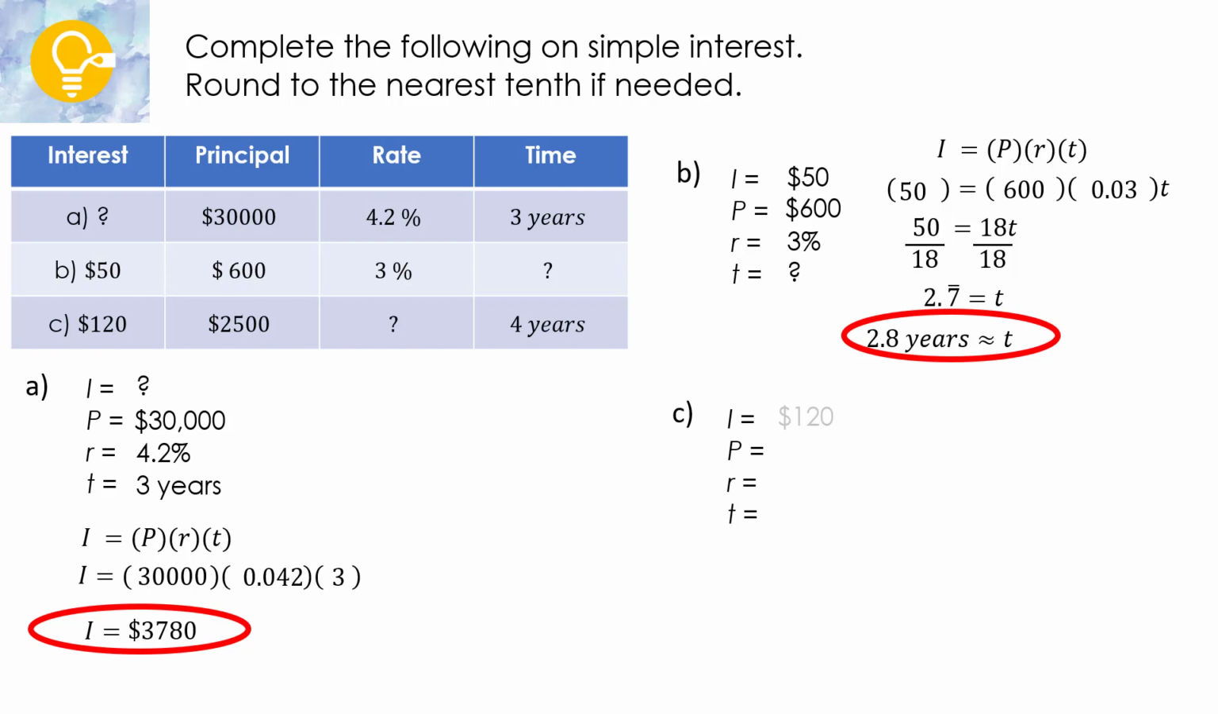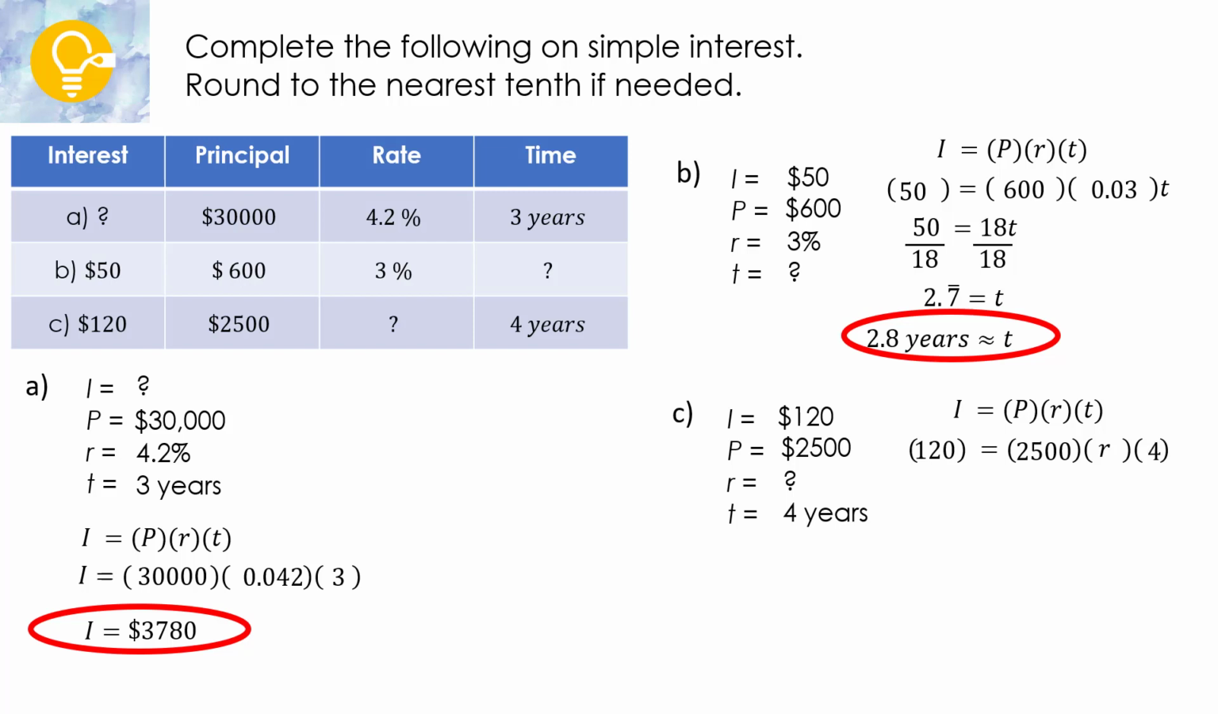Let's look at C. The interest for C is $120. The principal is $2,500. We don't know the rate, and the time is 4 years. We're going to use our simple interest formula, I equals PRT. We know the interest, and that's $120. The principal is $2,500. We don't know R, so we leave that one alone. And our time is in years, so we just put a 4 there.